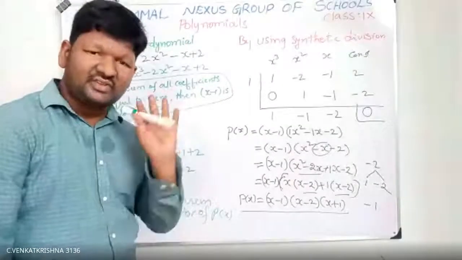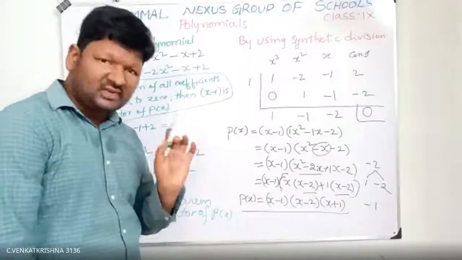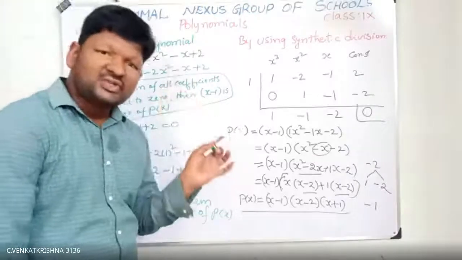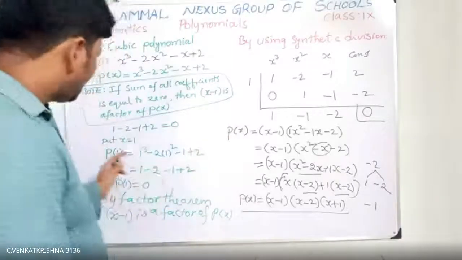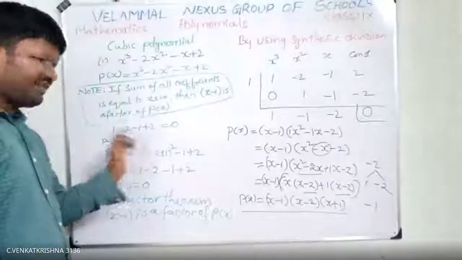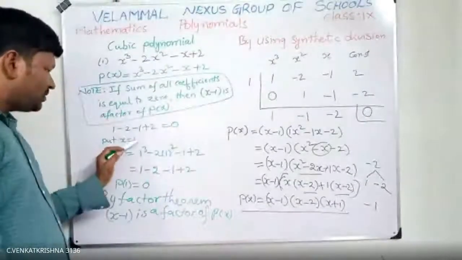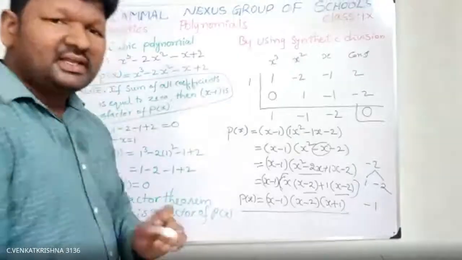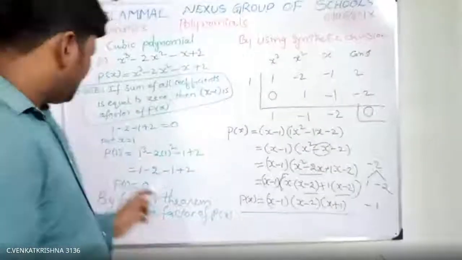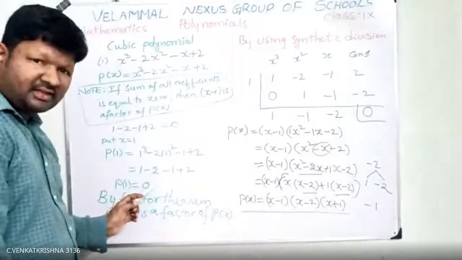But in most of the problems, we get either minus 1 or plus 1 or minus 2 or plus 2. Okay. So here I decided 1 is a factor. That's why I put x is equal to 1. I simply substituted 1 in the place of x. Then I get 0.